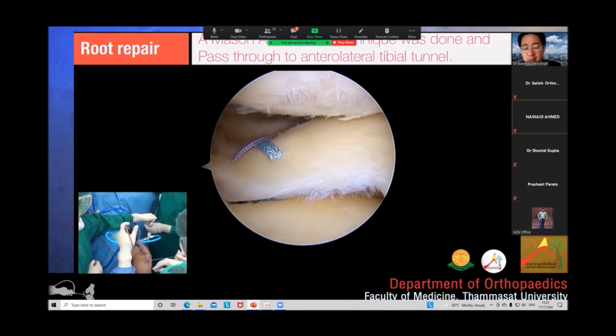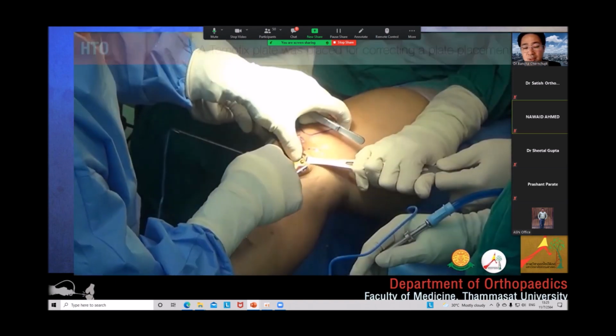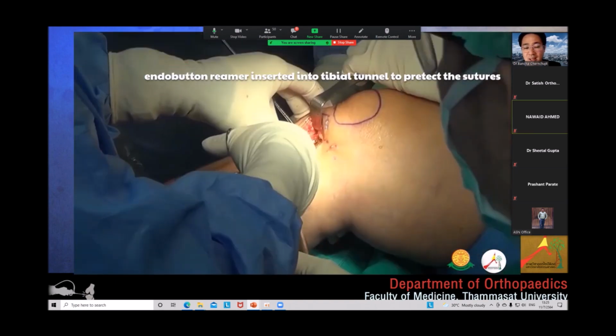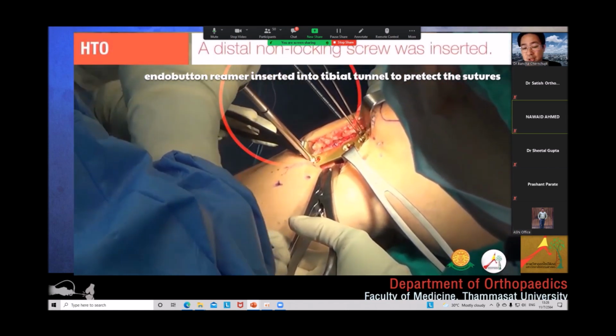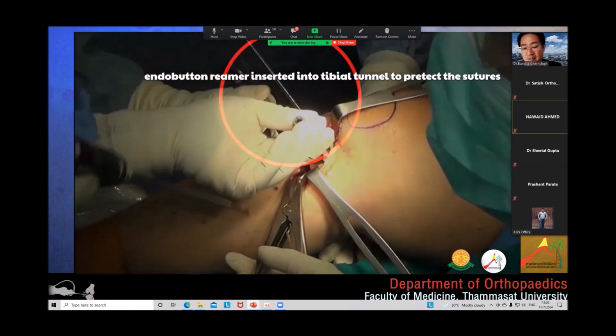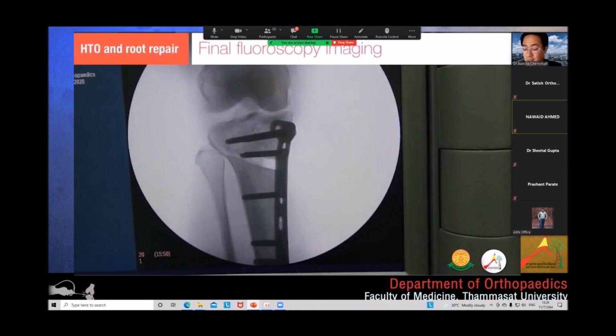Okay, I start my root repair first using the transtibial technique, and then we do HTO after that. I protect the suture using a metal rod. Then I do HTO, and it's safe because you protect your suture all the time during the HTO surgery. Then you tie the knot over the post after surgery.